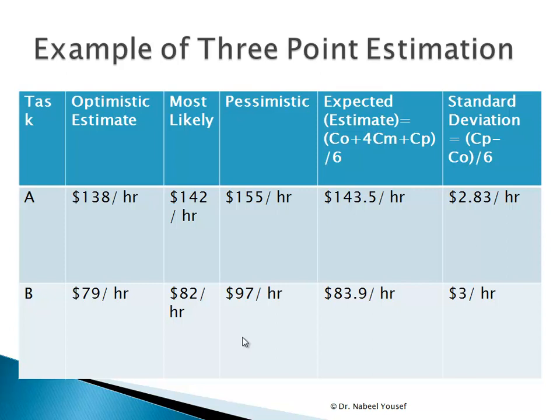Then we can get the standard deviation, which is equal to the pessimistic minus the optimistic, divided by 6, which is, in this case, $2.83. The same for activity B. We can get the expected by using the formula and having the different values, and the standard deviation will be $3 per hour.